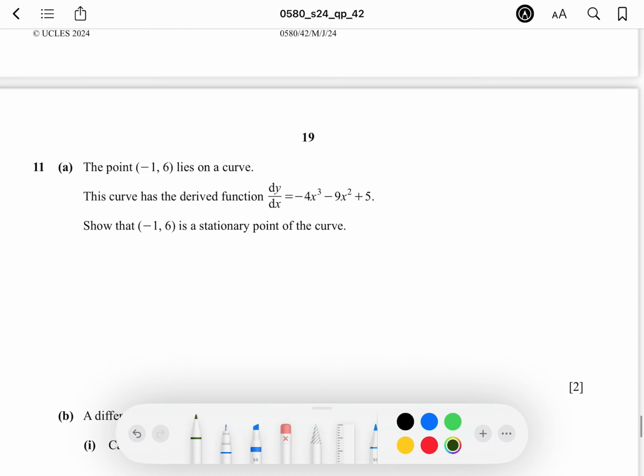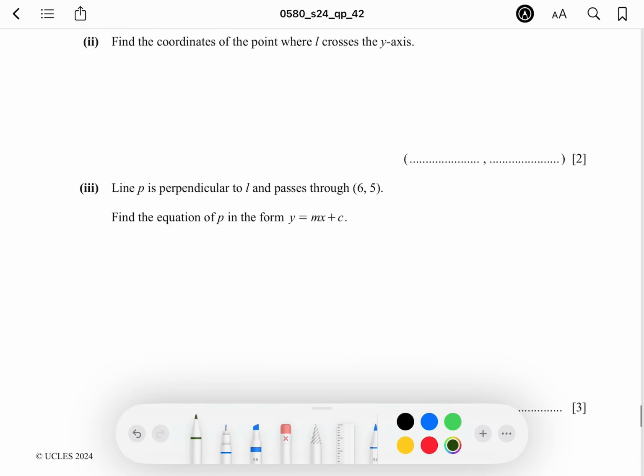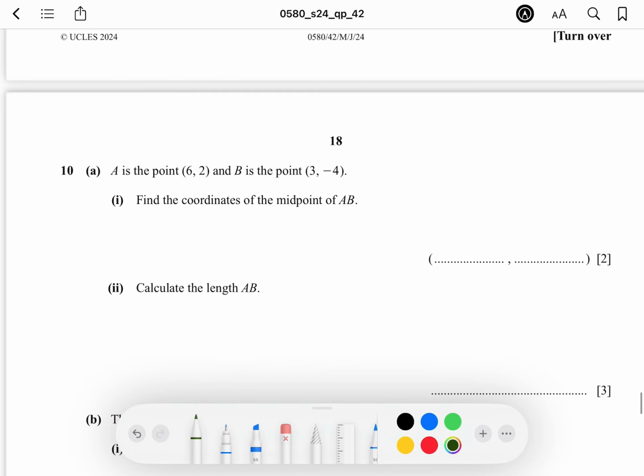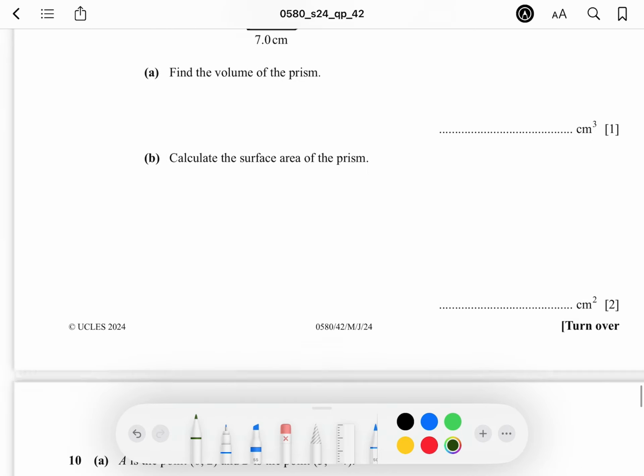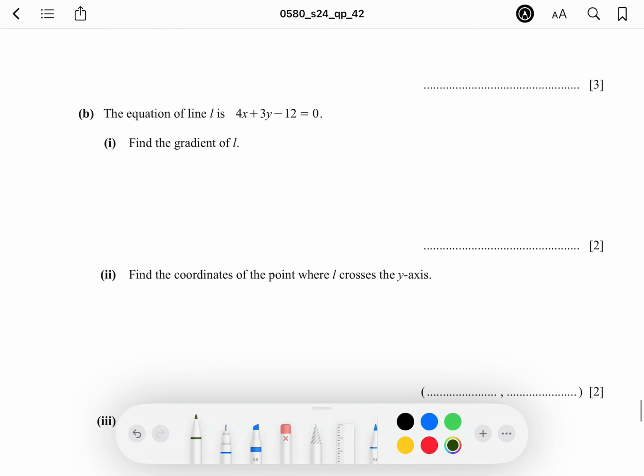For this question, page 19 is not in the syllabus, as derivative is a topic you have covered. However, the rest should be fine. So I'll complete that one in the next video.